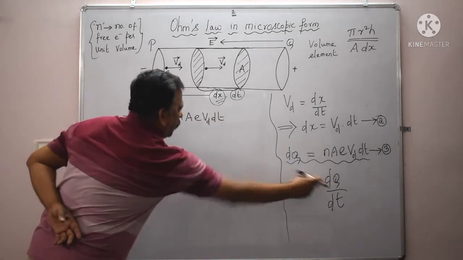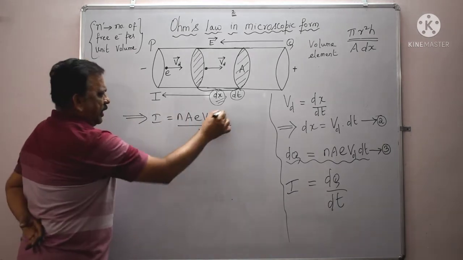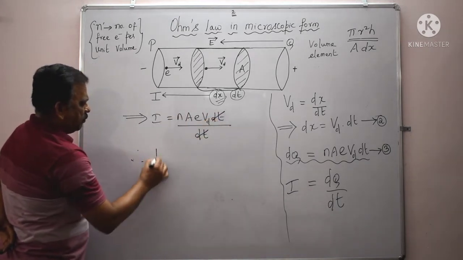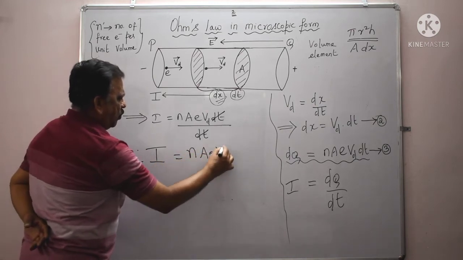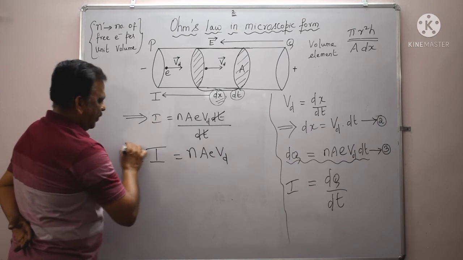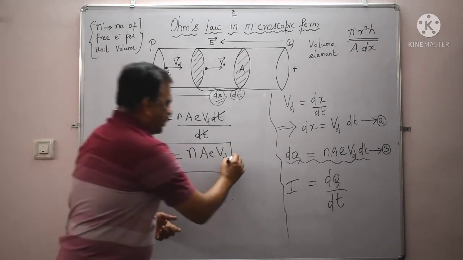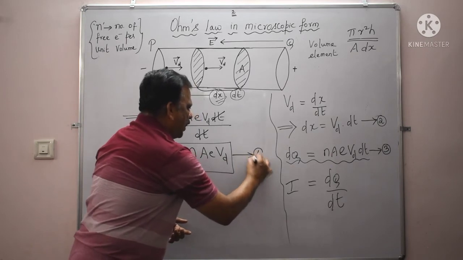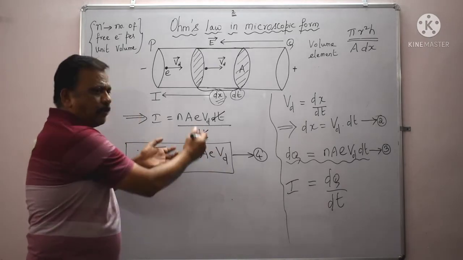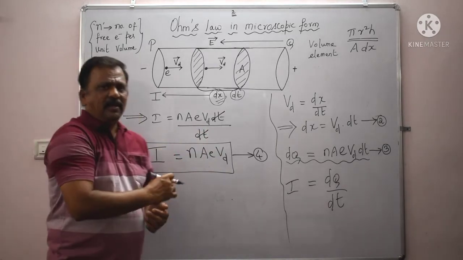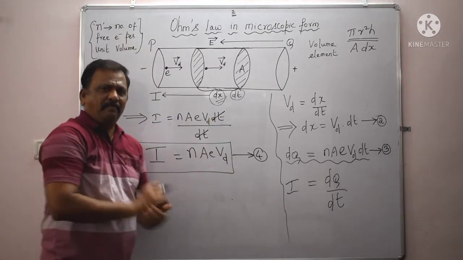So this is your dq divided by dt. So dt cancels off, and hence I end up with I is equal to n a e v sub d. Thus successfully I have found the relationship between current and drift velocity. From this I have to evaluate further and reach the destination J is proportional to E.